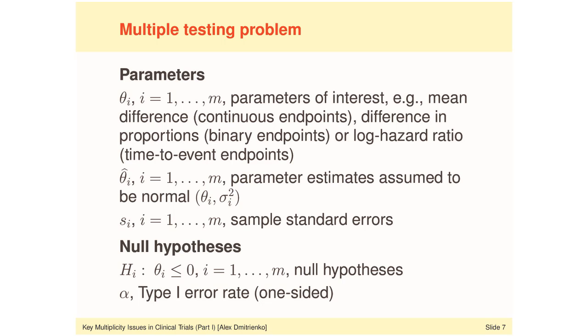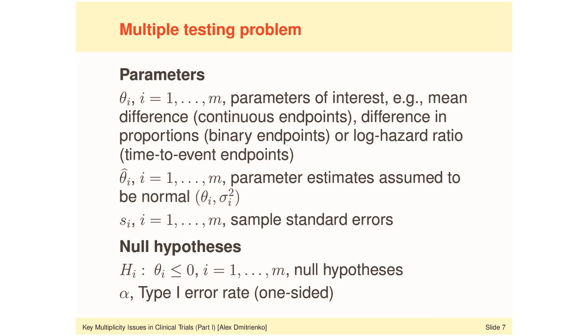As I said before, this is probably the mean difference when we analyze continuous endpoints, or the difference in proportions when the primary endpoint in a clinical trial is binary. And finally, in clinical trials with time to event endpoints, the parameter of interest is most likely the log hazard ratio. In addition to that, we will use the standard hat notation. Theta I hat is going to be the parameter estimate, which will be assumed to be normal. It will be centered around the true value of the underlying parameter, which is theta I, and the variance will be sigma I squared. And finally, S I is going to denote the sample standard error for this estimate, theta I hat. And the null hypothesis of interest here will be formulated, of course, in terms of the parameter theta I.